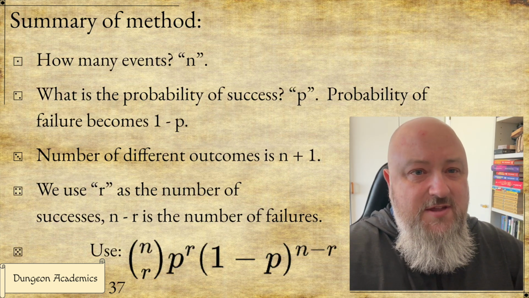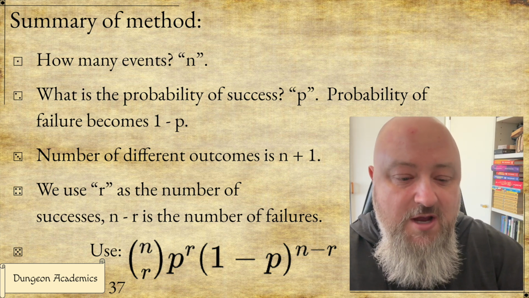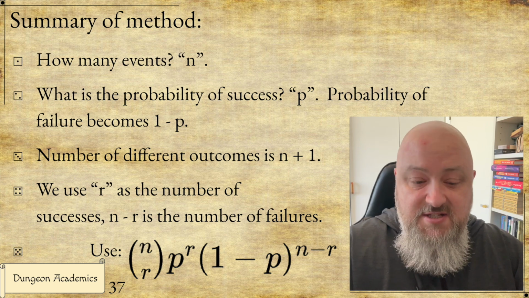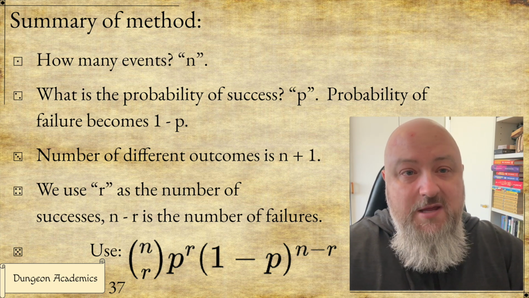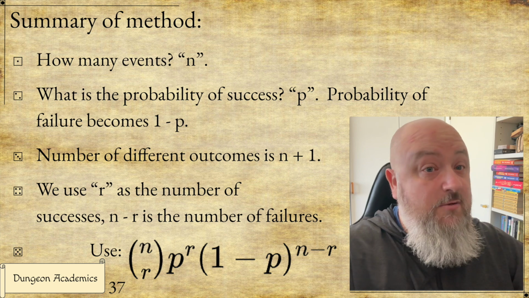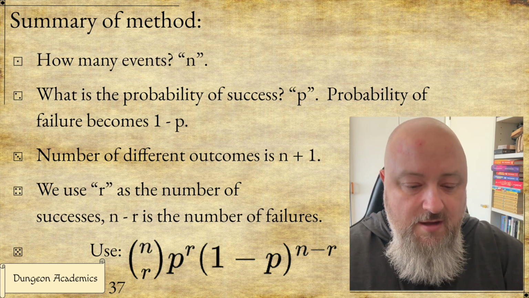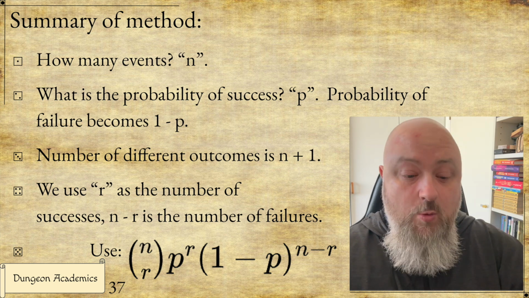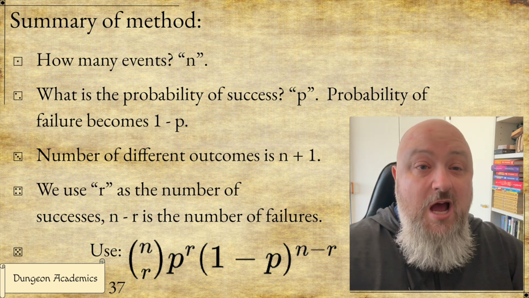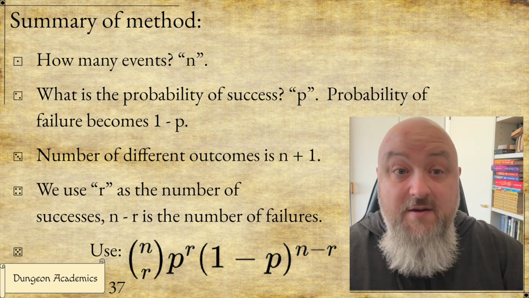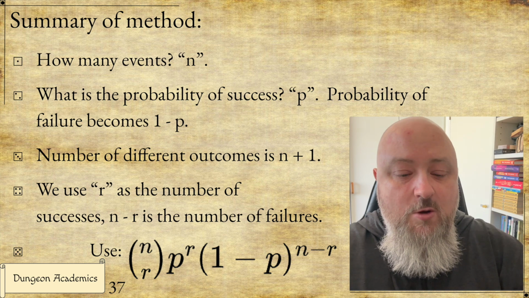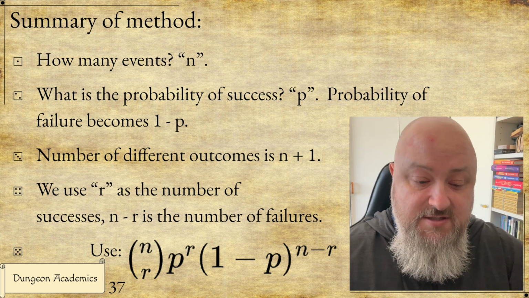We convert this into mathematical language. The number of events is n. The probability of a success is p, and we can find the probability of a failure by doing 1 minus p. There are a number of different outcomes equal to n plus 1, and we use r to represent the number of successful outcomes, and n minus r will give us the number of failures.